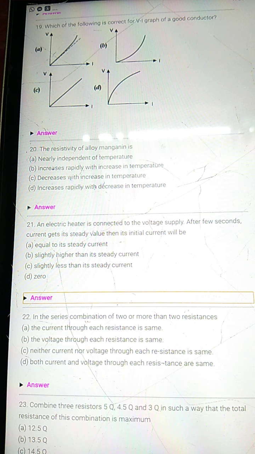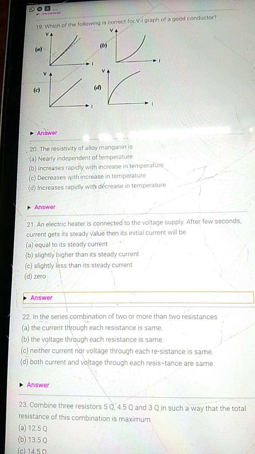Therefore, if the initial current is high, after some time, due to the increase in resistance, when the steady current reaches its value, when the heater is heated fully, then the current will be less. So initially current will be more, and after some time current will be less.